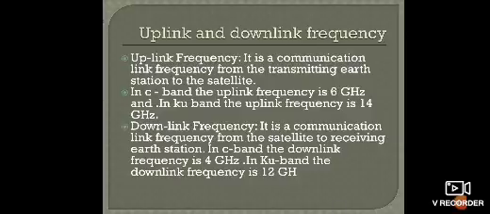So based on the bands used in communications, we have different frequencies. In satellite communication, we mainly use the C band, Ku band and Ka band, which are mainly used in applications. So this is the uplink frequency and downlink frequency.